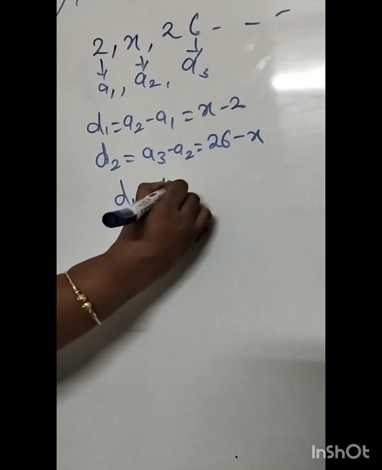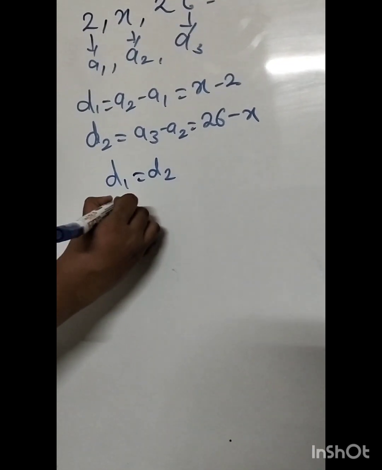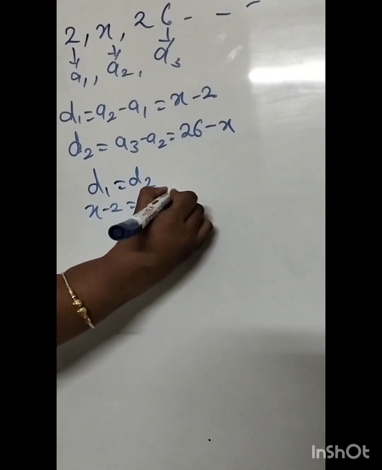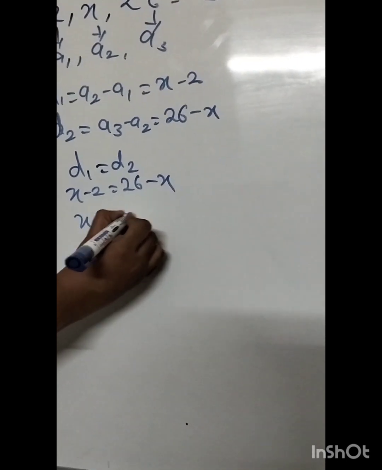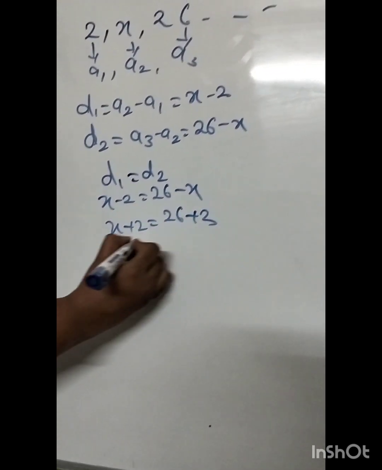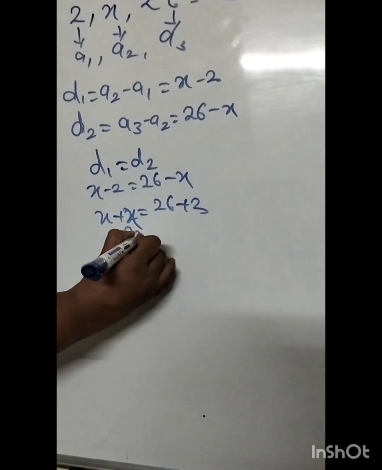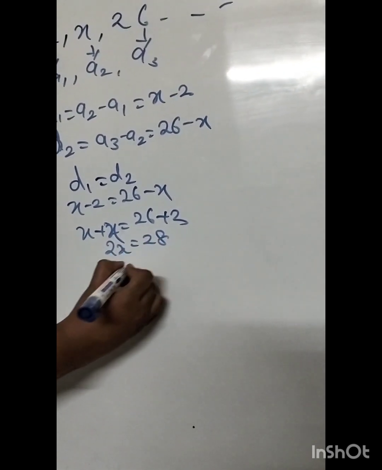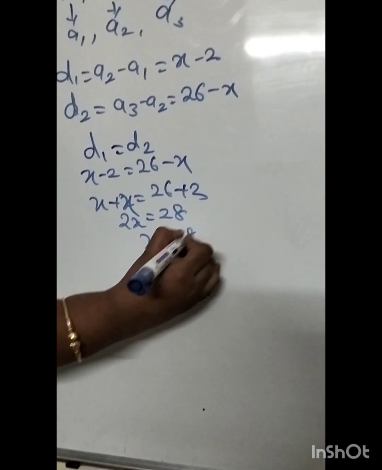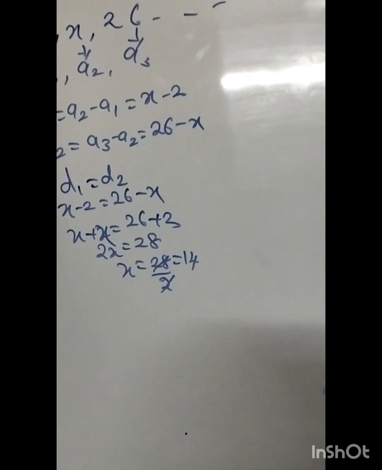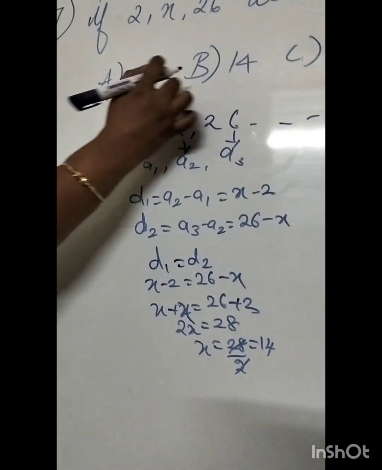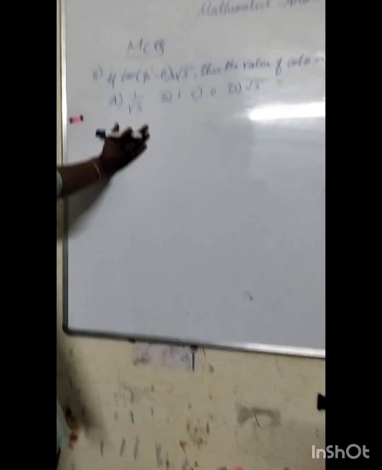D1 is equal to D2. x minus 2 is equal to 26 minus x. Shift the variable and constant. So x plus x is equal to 26 plus 2. 2x is equal to 28. So x is 28 by 2, which is 14. Please check the options. Option B is the correct choice.